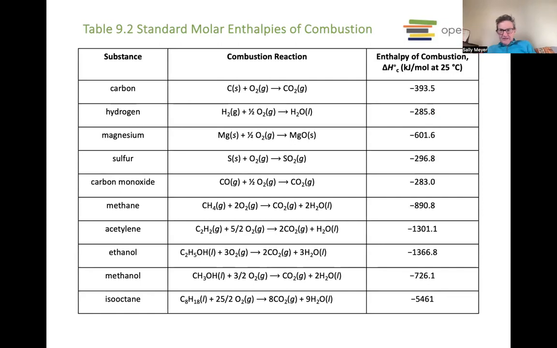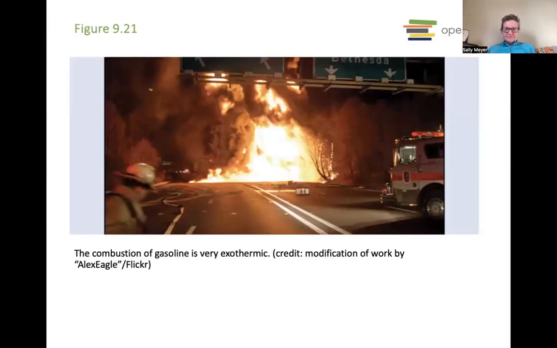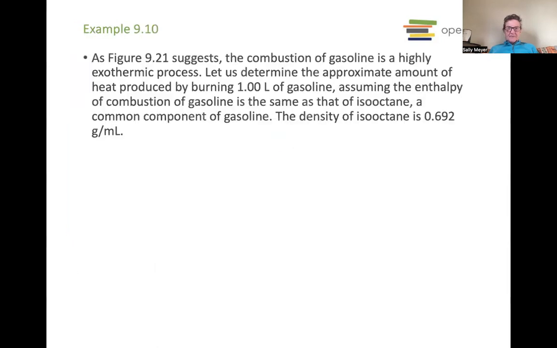Notice hydrogen has a large one. And if you actually convert it to per gram, because hydrogen's so light, the largest delta H of combustion of any chemical reaction is for hydrogen gas. This is gasoline exploding. It's very exothermic, but the explosion is just the combustion reaction of gasoline, which usually takes place in a much slower controlled way in your car. But under the right conditions, it can all burn at once and have an explosion.